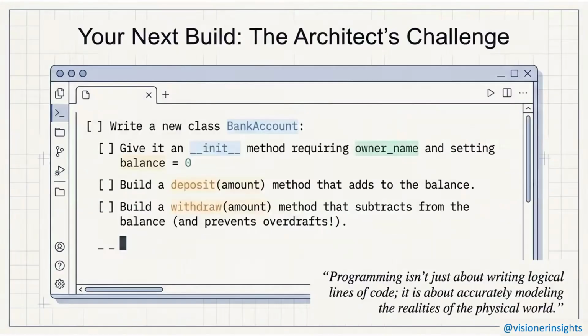So what's next? Well, now it's your turn to be the architect. Here's a little challenge for you. Try building a bank account class. It needs to know its owner and its balance, and it should have methods to deposit and withdraw money, but with a little check to make sure you can't withdraw more than you have. This is the absolute perfect exercise to make all these ideas stick.